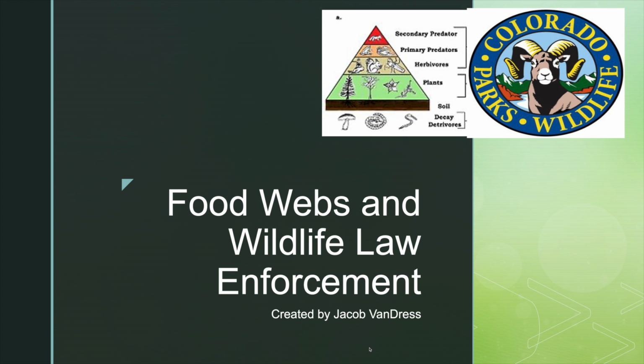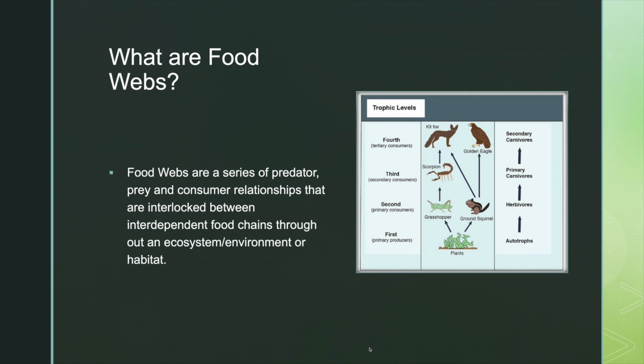Food webs and wildlife law enforcement. What are food webs? Food webs are a series of predator-prey and consumer relationships that are interlocked between interdependent food chains throughout an ecosystem, environment, or habitat.